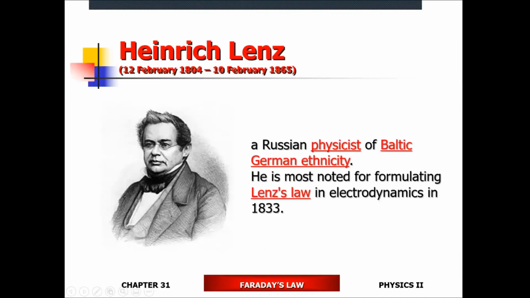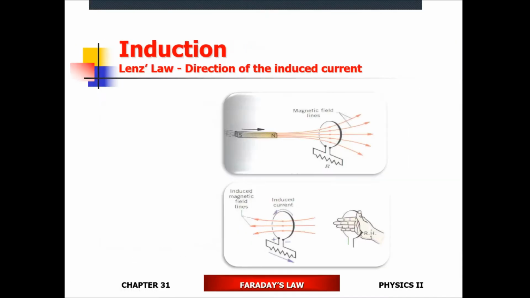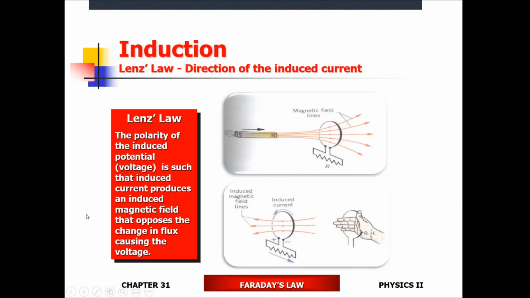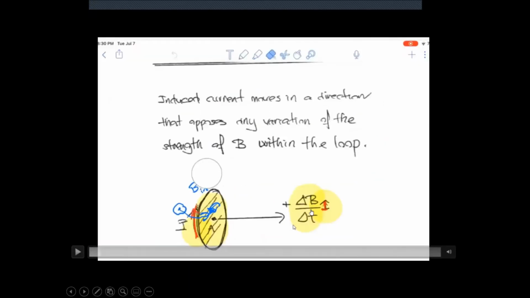So the purpose of Lenz's law is to figure out the direction of the induced current. When you move the magnet towards the loop, in essence, you're increasing the strength of the magnetic field intercepted by the area of the loop, so the induced current is going to move in a direction that's going to oppose that change, that disturbance, that increase of the strength of the magnetic field. So that is Lenz's law. If you're increasing the strength of the magnetic field inside the loop, the current is going to move in a direction that's going to oppose that change.